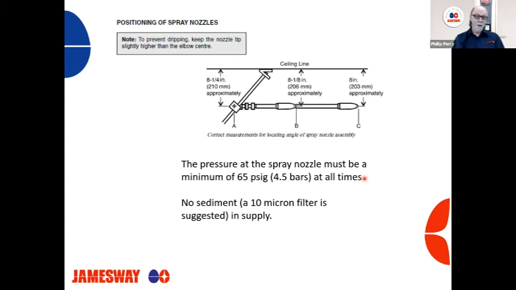psi. Another thing is no sediment in your water supply, and we suggest a 10 micron filter to make sure that we're not getting sediment in and causing nozzles to get clogged. If you have clogged nozzles, then your temperature will usually be too hot, and you'll find overheating throughout the cabinet.